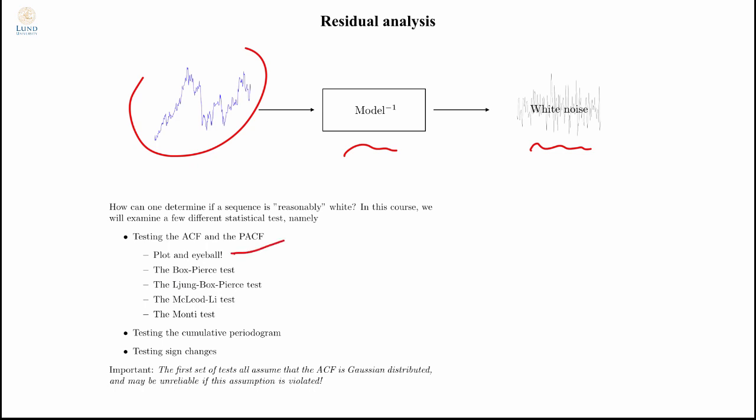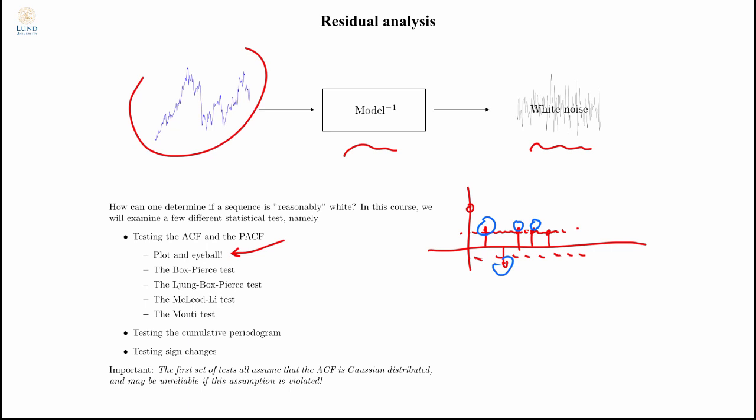The first and easiest one is just to plot the ACF and PACF and eyeball the result and see whether everything is inside the confidence interval and therefore deemed to be white. However, this can be quite tricky. Say I have something like this. Notice that I have several peaks that are just outside the confidence interval, but just slightly outside. So is this a white sequence, or is it just borderline white?